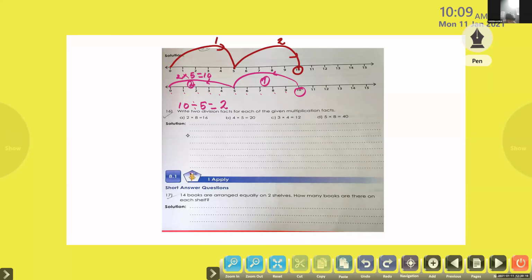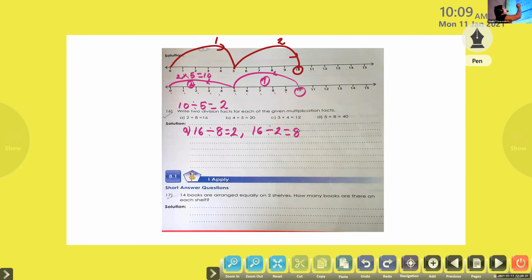Yes, Catherine. Tell the answers. Ma'am, first one is 16 divided by 8 is equal to 2. Yes, very good. Next one. 16 divided by 2 is equal to 8. Very good. Correct answer.